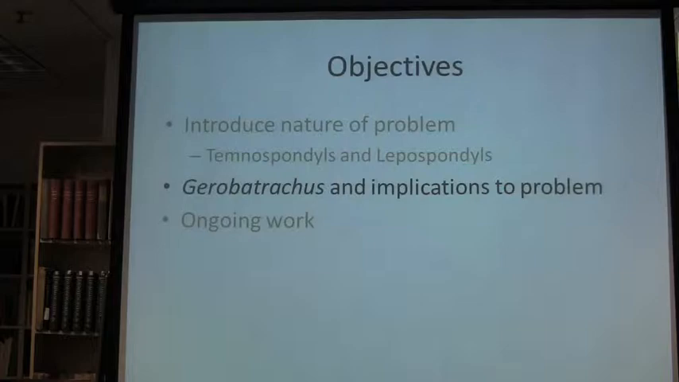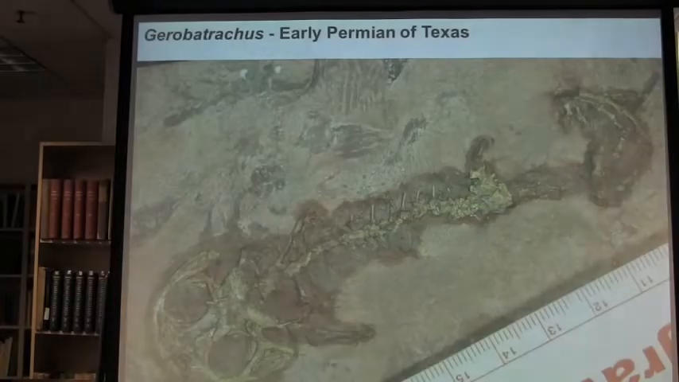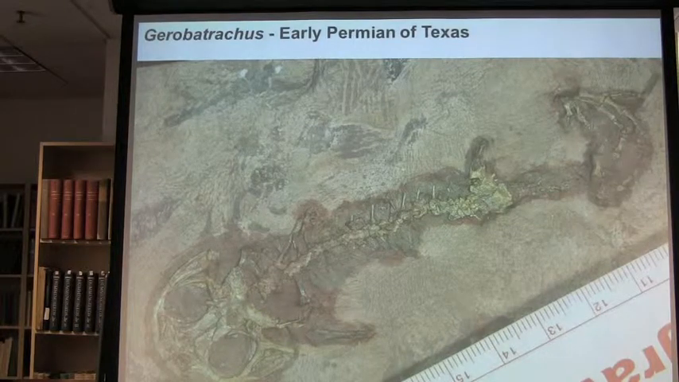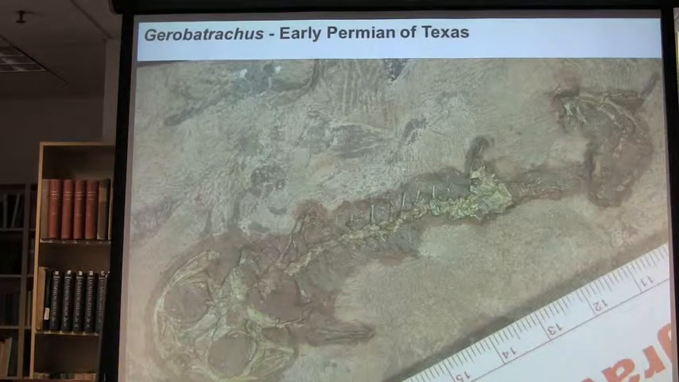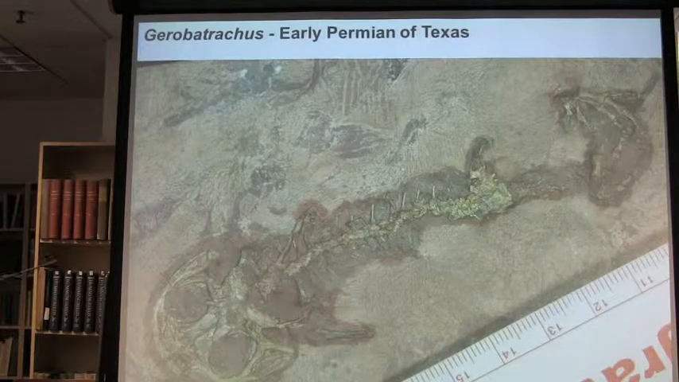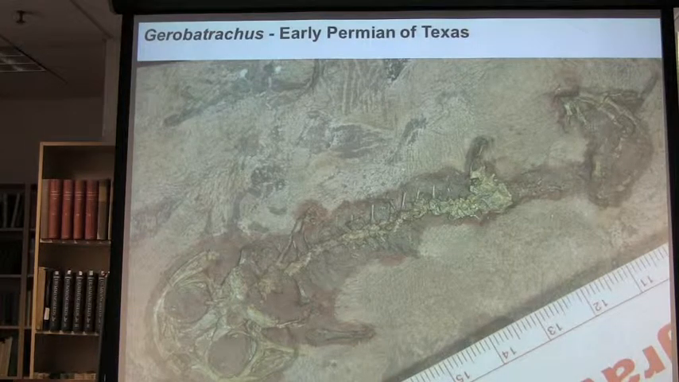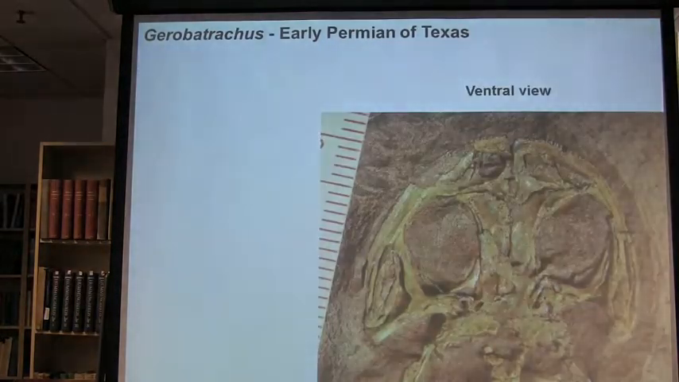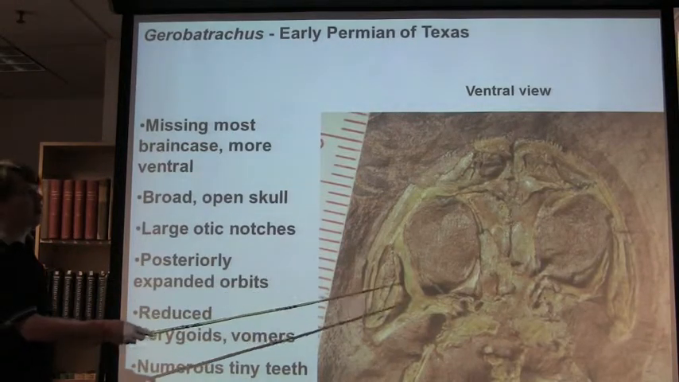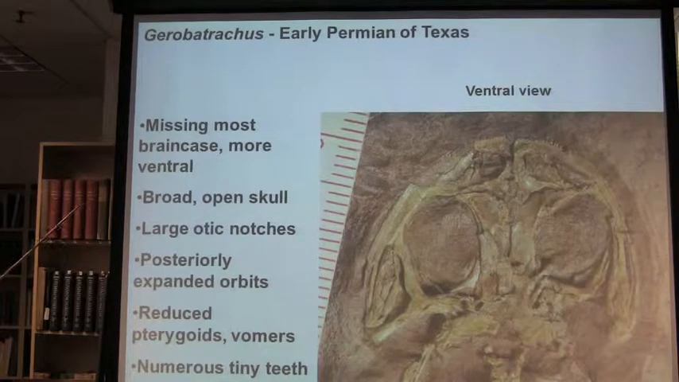A few years ago, I had the privilege of describing a particular fossil that is proving to be quite informative of this question. It actually slots into the gap between some of the Lepospondyls and a full frog-like condition. This is Gerobatrachus hottoni, which we described in 2008. And the skull itself is quite a bit closer to what you see in modern amphibians. This is extremely lightly built for a temnospondyl.